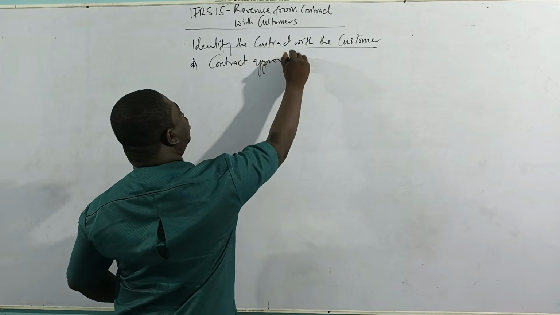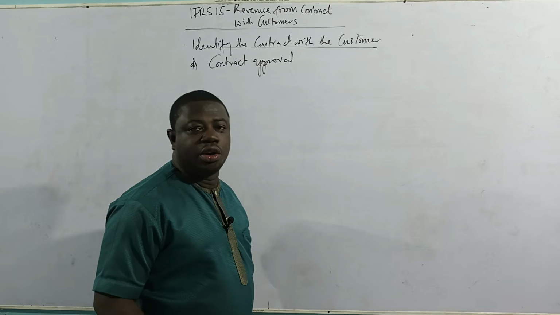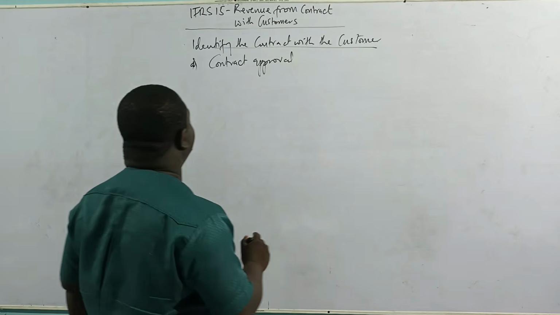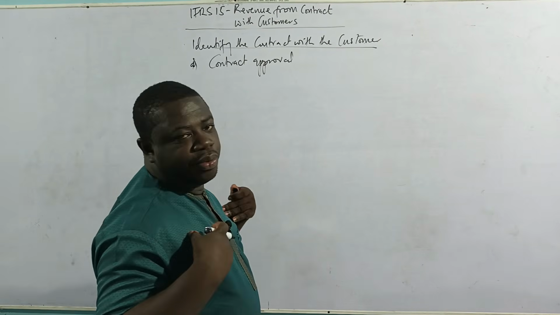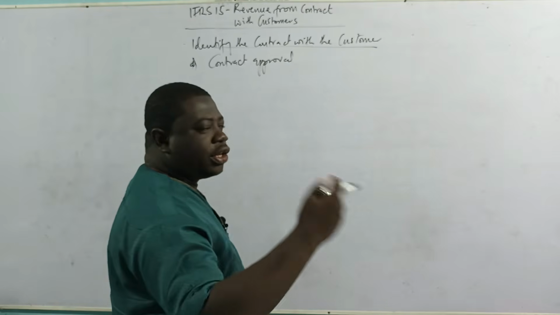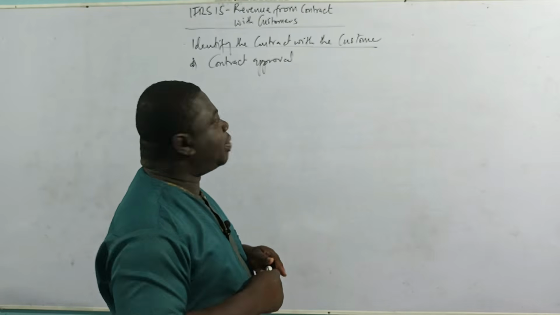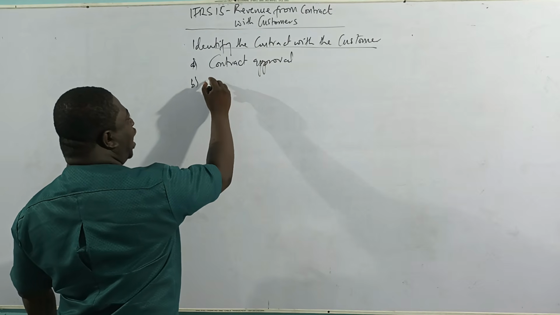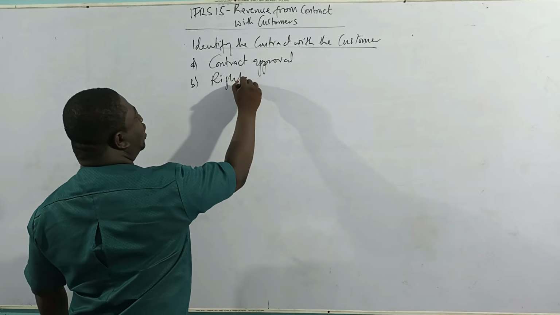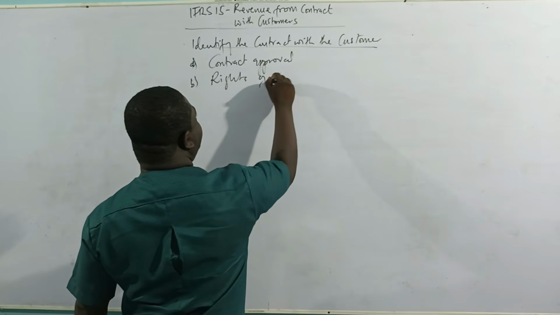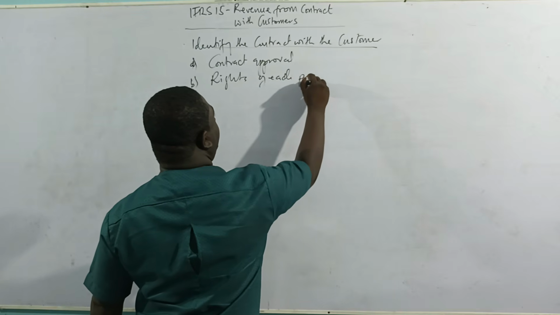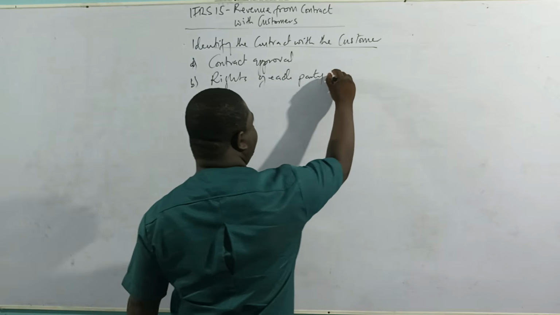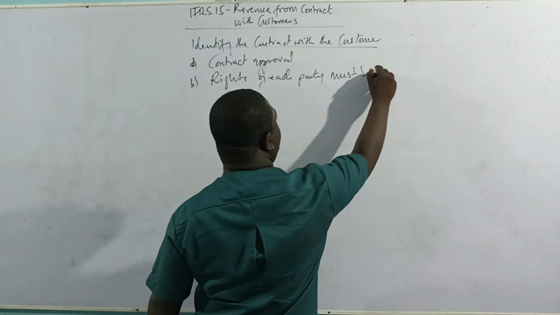So once there is no contract approval, we cannot say there is a contract in place. Of course, once I have not approved, it means there is no contract. If we are two parties to a contract, each of us must approve. And the second one is that each of us, our rights in the contract, should be identified. The rights of each party must be identified in the contract.